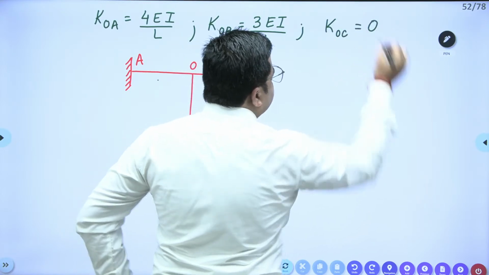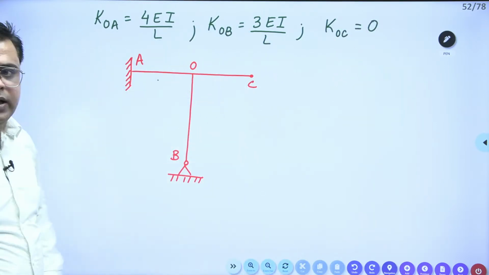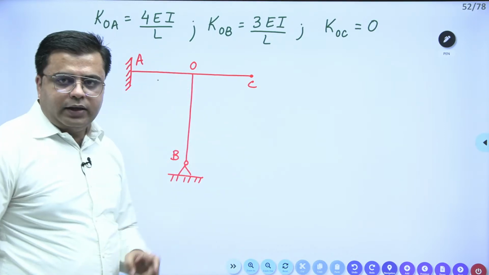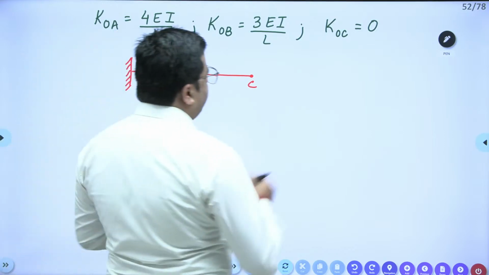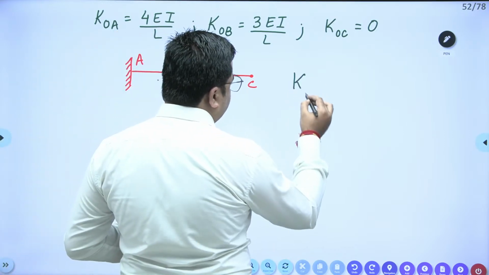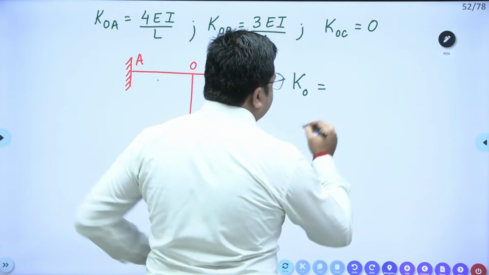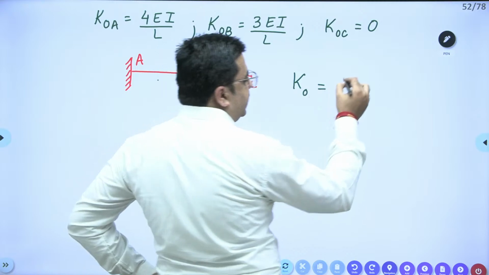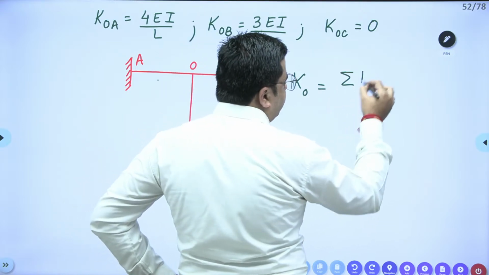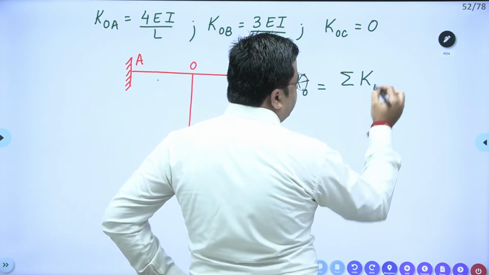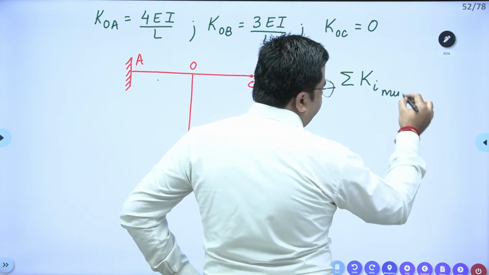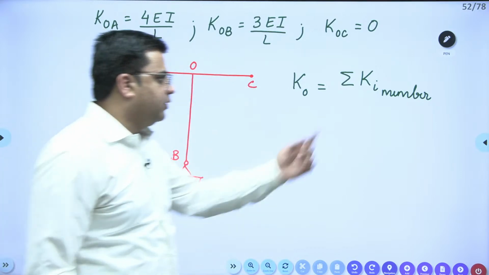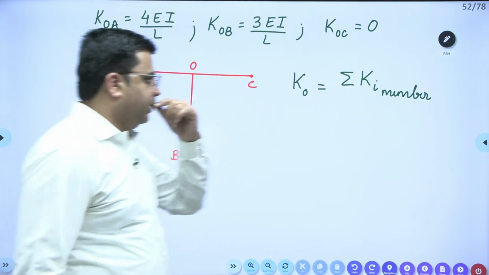is equal to 0 when our far end is fixed. Now, if I want to know about the total stiffness of the joint, the total stiffness of the joint O is the summation of the stiffness of all the members meeting at the joint.